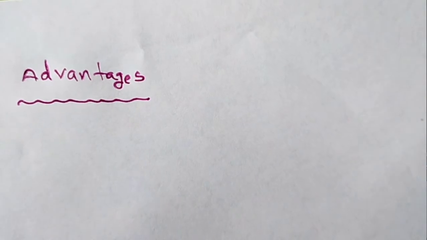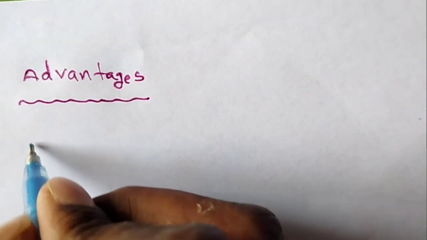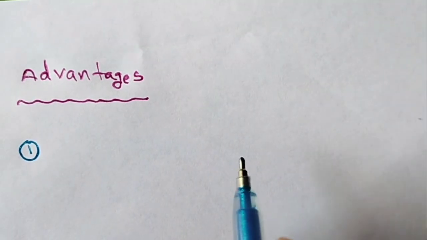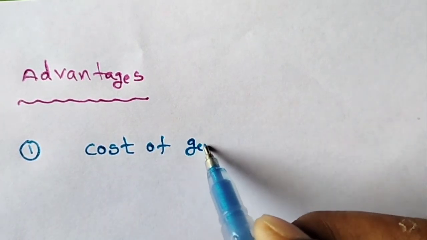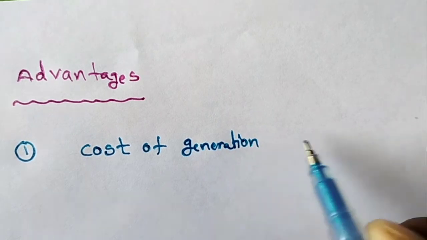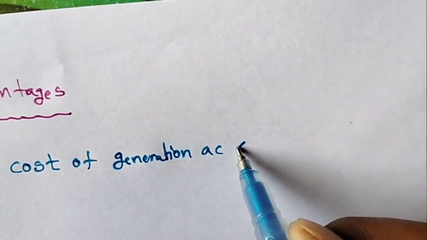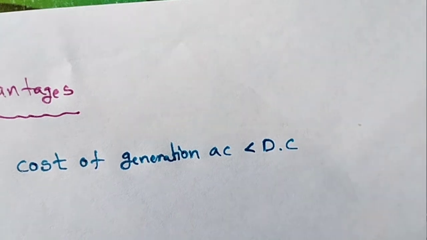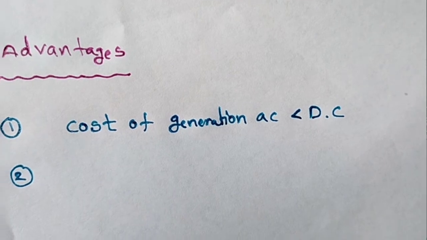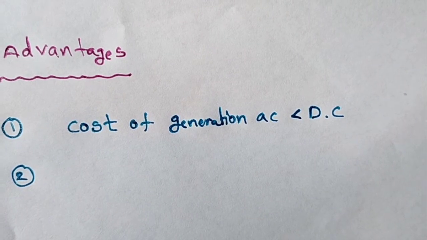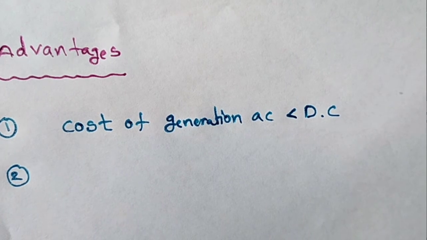Advantages. So what are the advantages of AC current with respect to DC current? First advantage is cost of generation. The cost of generation of AC current is very much less than DC. The DC current produced in the wires has a heavier cost, but AC current is very less cost. This is one of the advantages.